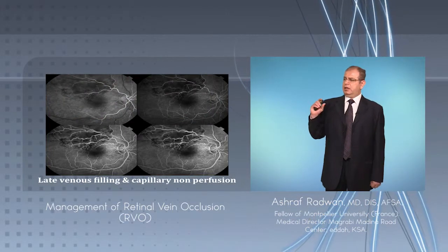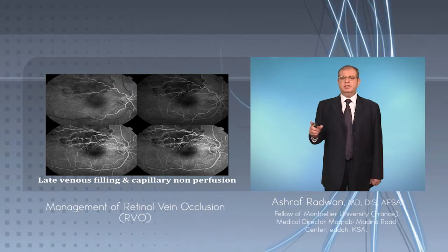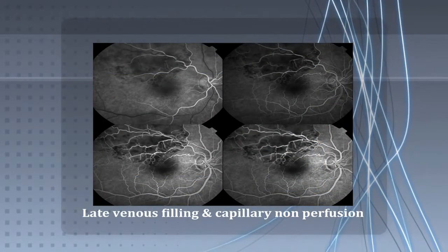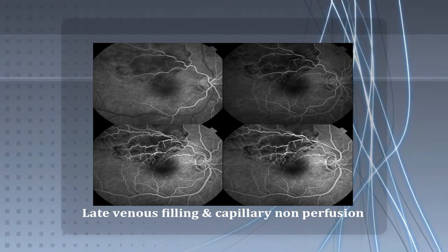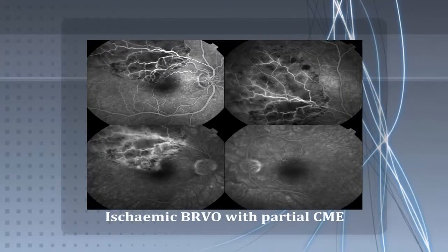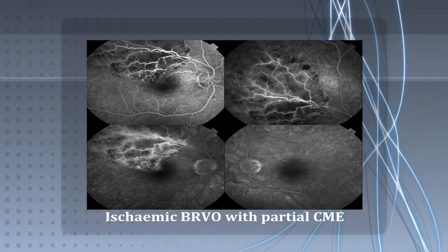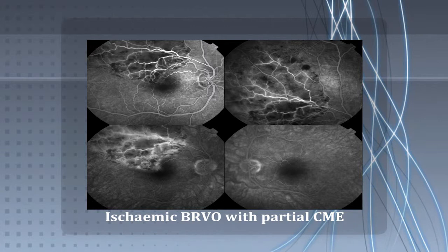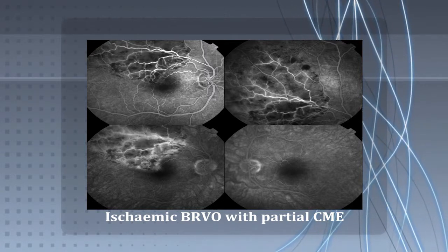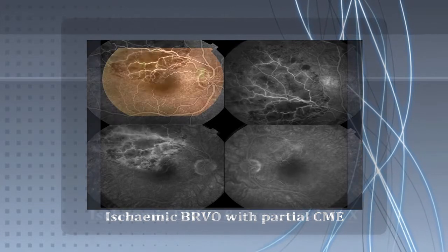We have a capillary non-perfusion involving the superior temporal arcade with a late mild edema in the upper part of the macula, a partial cystoid macular edema, as is very clear in this image. So by diagnosis, it is an ischemic branch retinal vein occlusion complicated by partial cystoid macular edema.